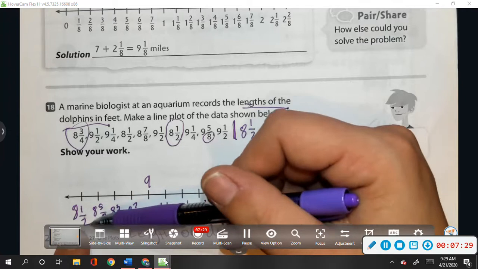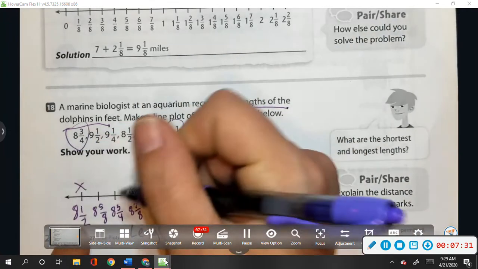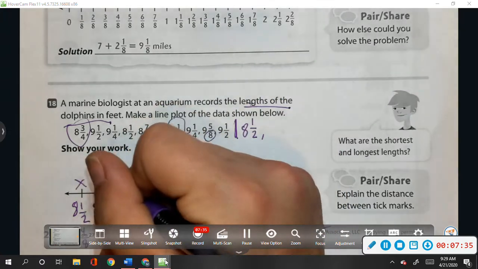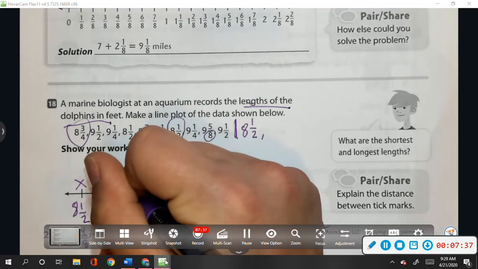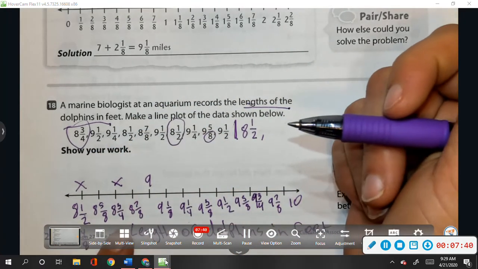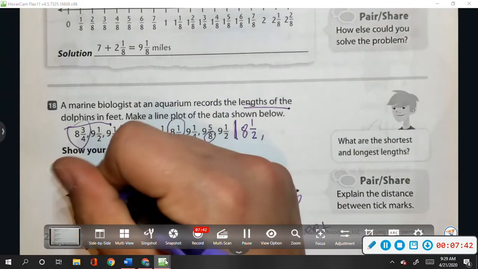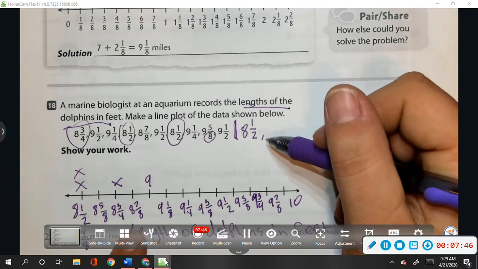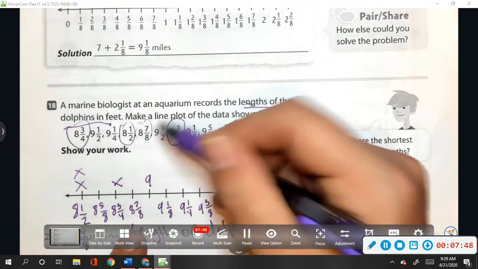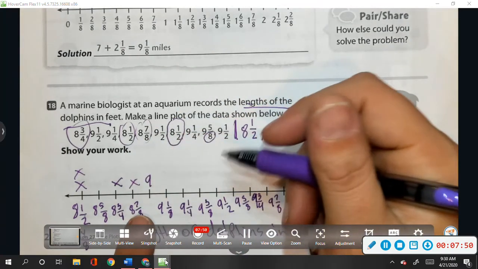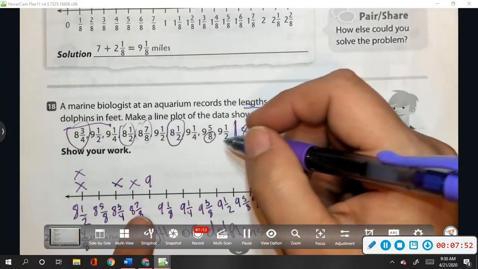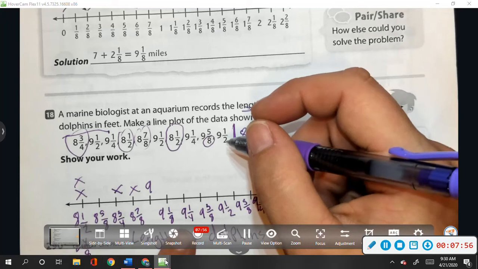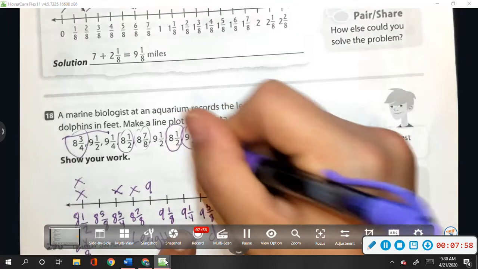So we have 8 1/2, we have 1. We don't have any 8 5/8, but we do have 8 3/4. We actually have 2 8 1/2s. 8 7/8, we have 1. Then we have 9, which we don't have any 9s. We don't have any 9 1/8, but we do have a 9 1/4 right here.